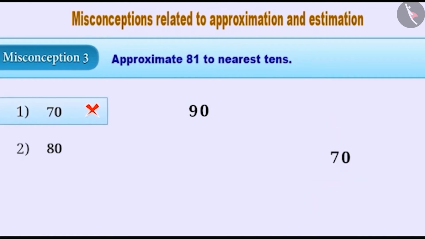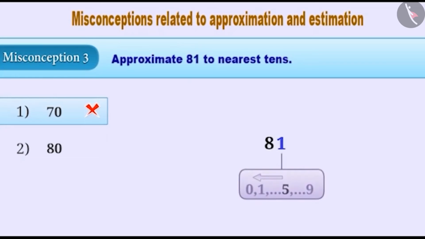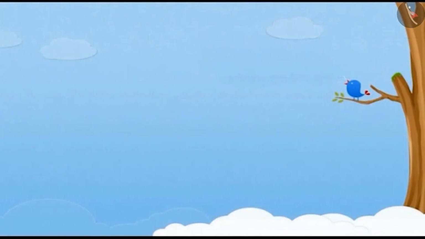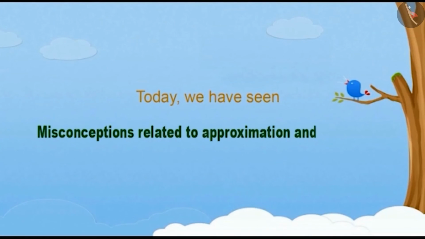Lack of proper understanding of estimation and approximation gives rise to such assumptions. The correct method is, if the digit is less than 5, then the digit in units place becomes 0 and there is no change in tens place. Therefore, the correct answer is 80. In this video, we have seen misconceptions related to approximation and estimation.